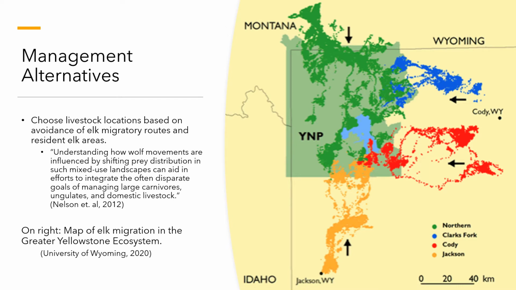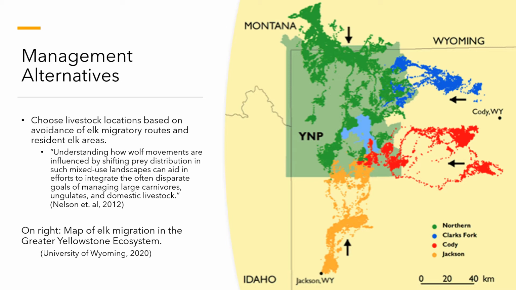Our first management alternative is to choose livestock locations based on the avoidance of elk migratory routes and resident elk areas. Understanding how wolf movements are influenced by shifting prey distribution in such mixed-use landscapes can aid in efforts to integrate the often disparate goals of managing large carnivores, ungulates, and domestic livestock.